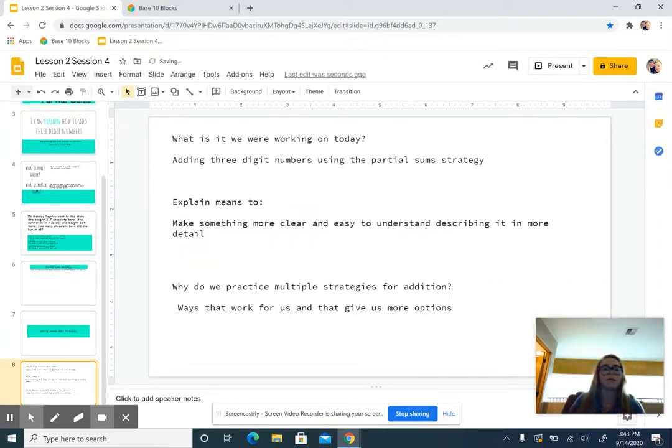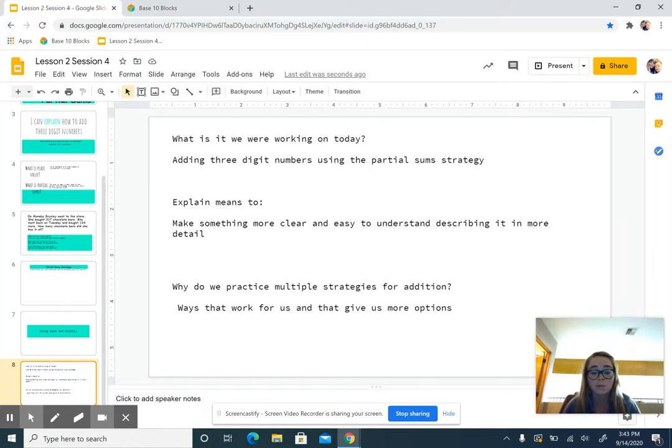Here are some questions I want you to think about. What was it that we were working on today? That's right, we were adding 3-digit numbers using the partial sum strategy. We were using a new strategy that broke apart the numbers by their place value and made it a little bit more simple for us to see how the numbers added together by their place values. And when we were explaining, that means we were making it more clear and easy to understand by describing it in more detail. So when I explained the partial sum strategy, I was making it more clear and easy to understand because I was describing it in more detail.